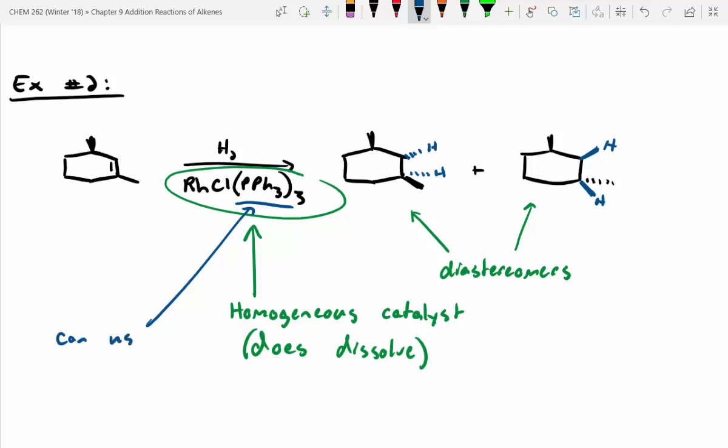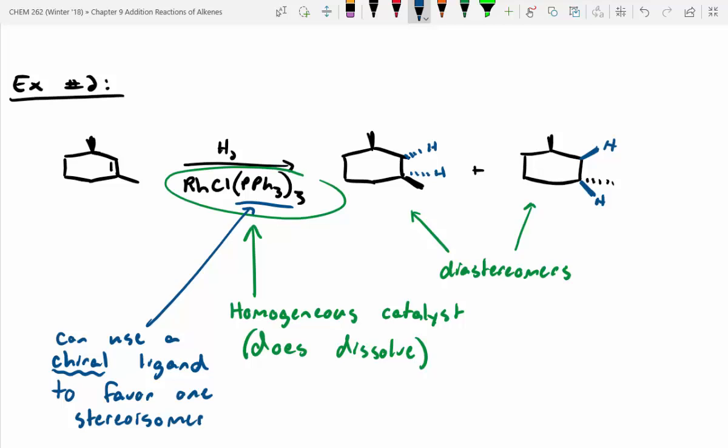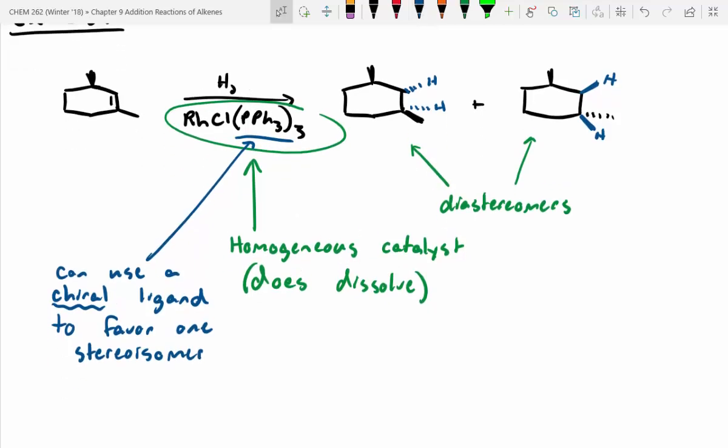So we'll write that down. Can use a chiral ligand to favor one stereoisomer. This is a really common catalyst. This is referred to as the Wilkinson's catalyst. That's the generic one that I have shown here. And it's been used for quite a while, and it's used a lot in inorganic chemistry as well. So if you go on in chemistry, you'll see it over and over again.